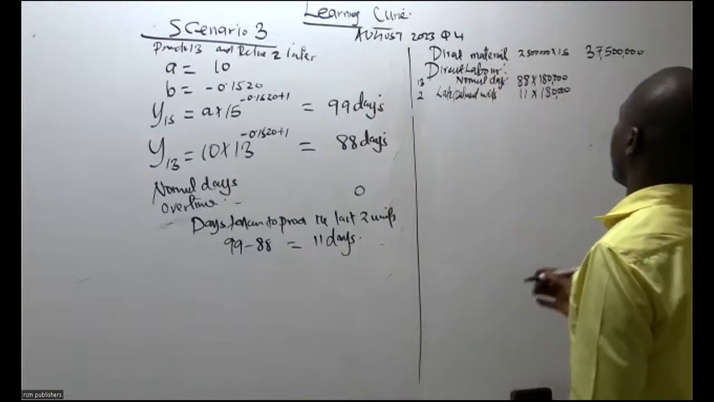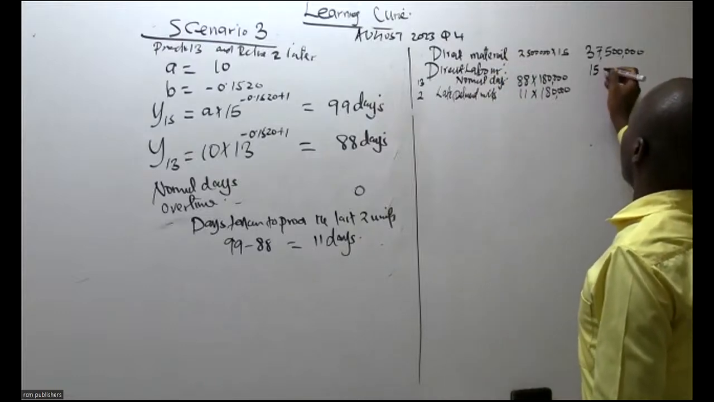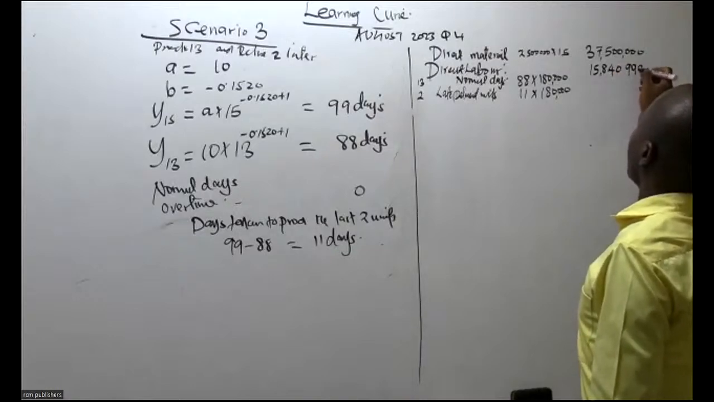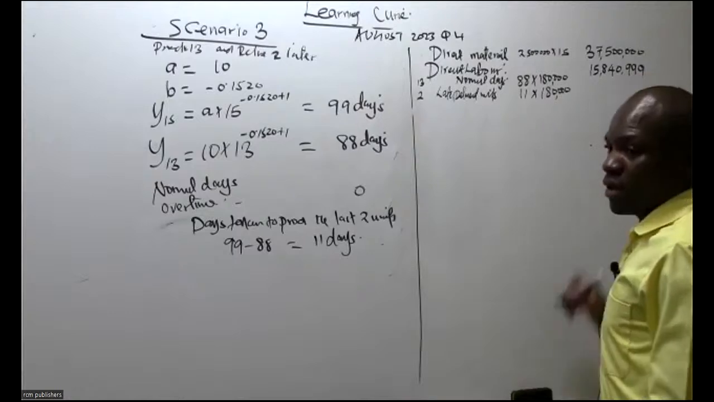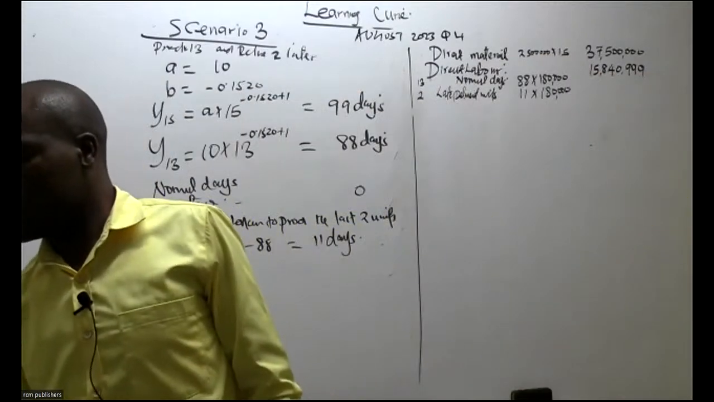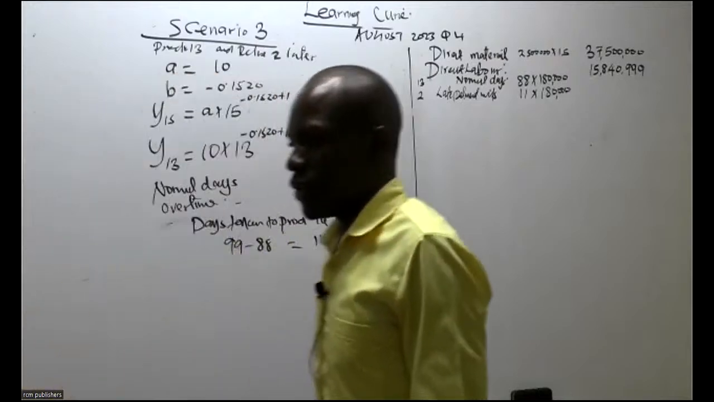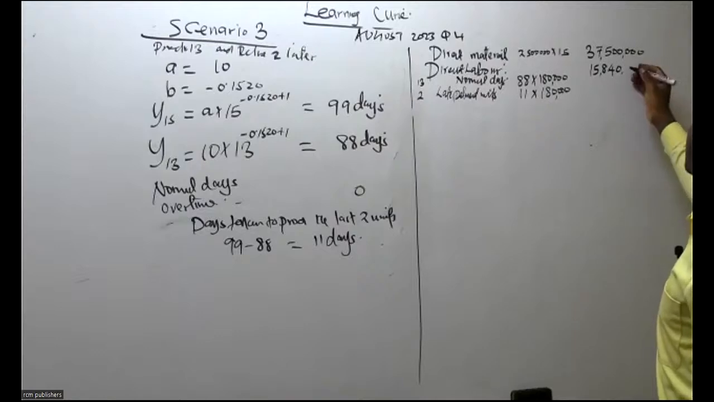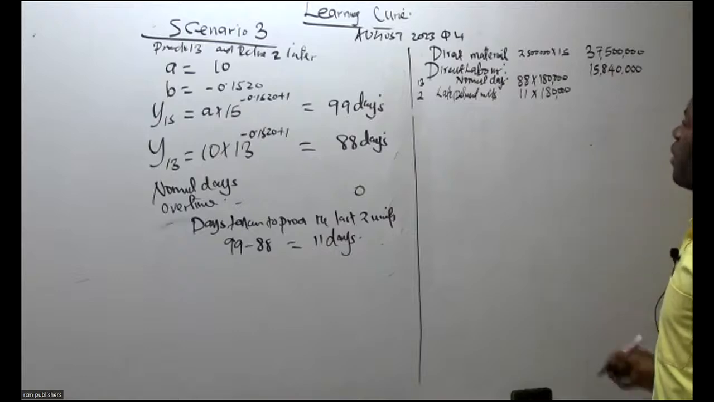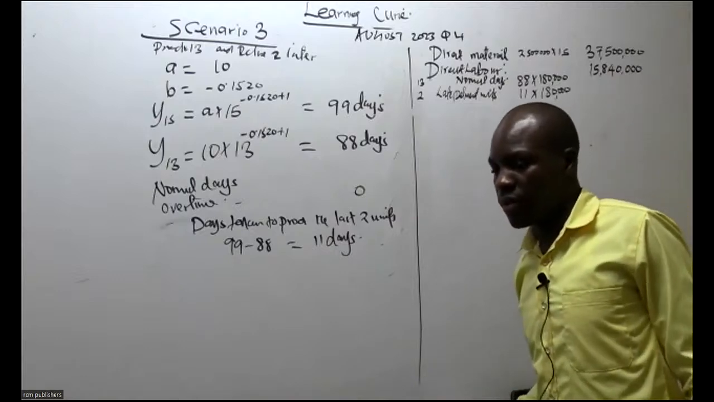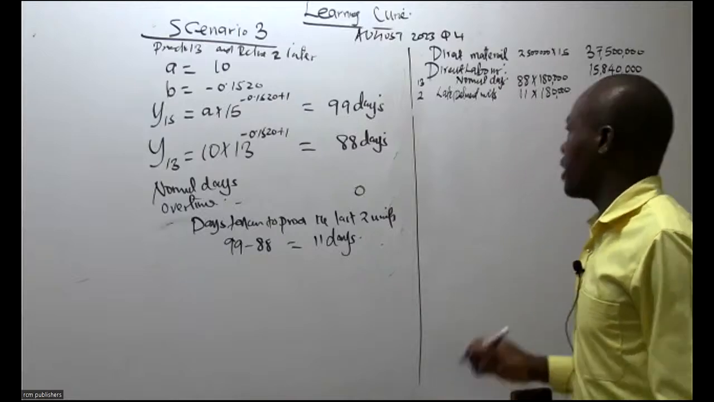15,840,999. Somebody is giving me that. I want to see majority. I want to see what majority are giving me. 1540. So let me work with majority. You can check on that and let me confirm whoever is correct. Then 11 by 180,000 tunakuwa na ngapi? 11, 1980,000.